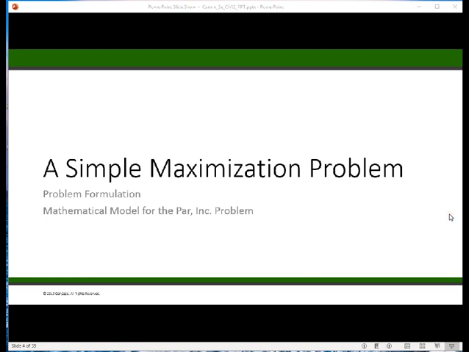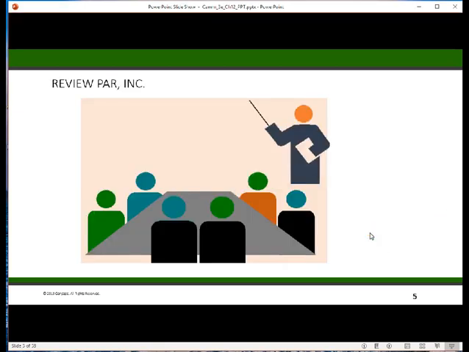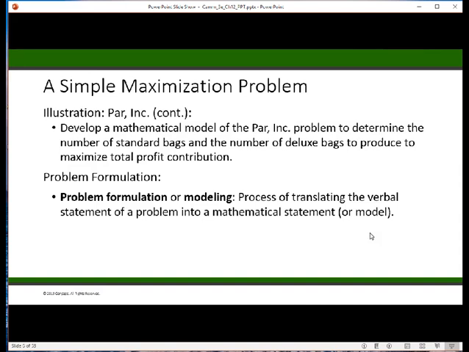So again, PAR is a small manufacturer of golf equipment and supplies. By the way, just for purposes of this problem, obviously, PAR's distributors agreed to buy all the bags they can make. Very popular company, apparently. And we've taken a look at that.